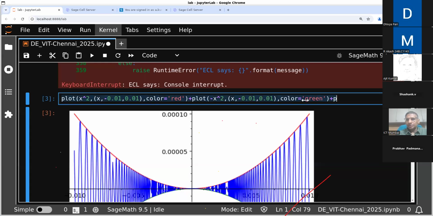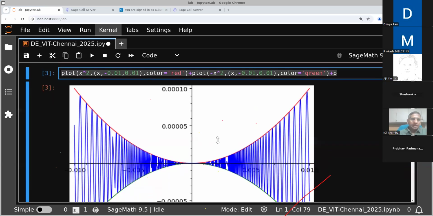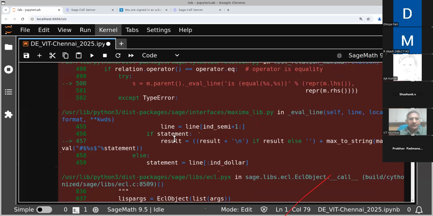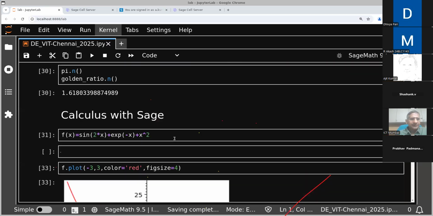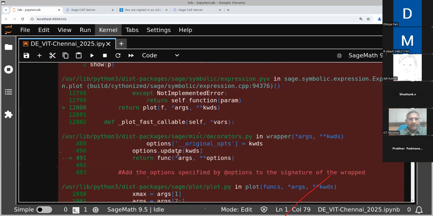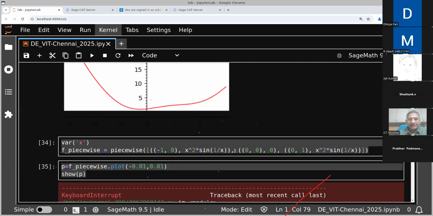I have plotted this along with the other two graphs. And I'm sure you must have come across these functions, right? So what is the function here? The function is defined as x square into sine 1 by x, and at 0 it is defined as 0.